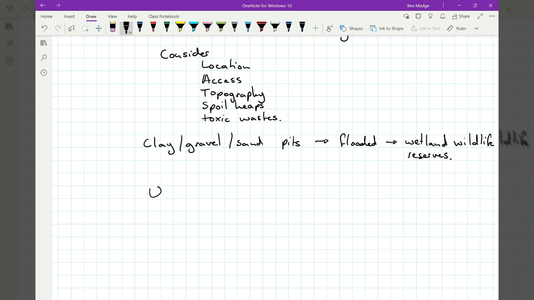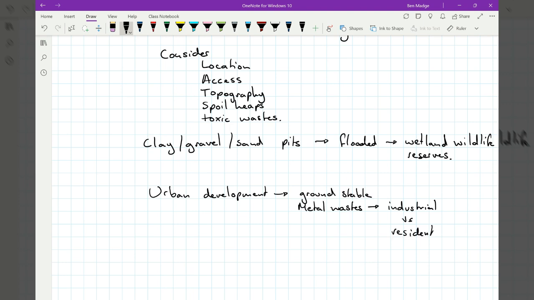Urban development might be possible. But this is only possible if the ground is stable, so it doesn't have a mine that might open up underneath of it. And if there's metal wastes, it might be more appropriate to do some sort of industrial use rather than residential, because that would increase the exposure to the locals. So this is something that happens in Cornwall quite a lot around historic mining sites.